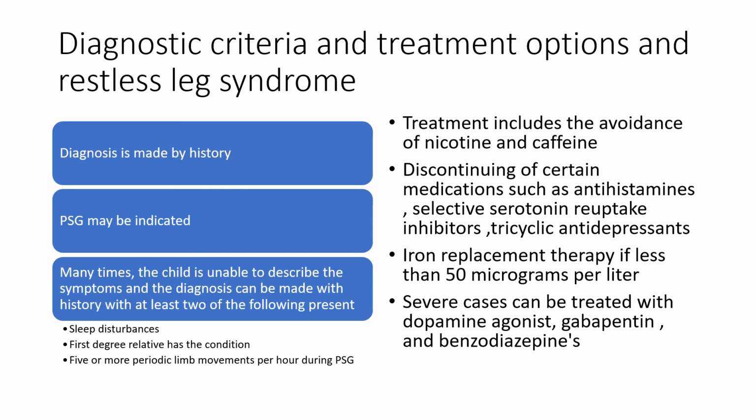Treatment includes avoidance of nicotine and caffeine, discontinuing certain medications such as antihistamines, selective serotonin reuptake inhibitors, and tricyclic antidepressants, which can all cause restless leg syndrome. Also, a lot of patients have iron deficiency, so iron replacement therapy may be necessary. In severe cases, a dopamine agonist, gabapentin, and benzodiazepines may be required for these particular patients.